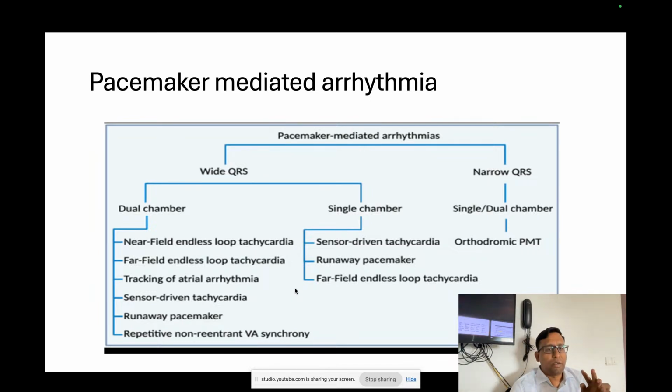Okay. Sensor-driven tachycardia means, and run-away pacemaker, repetitive non-reentrant VA synchrony. Have you heard about all those things?